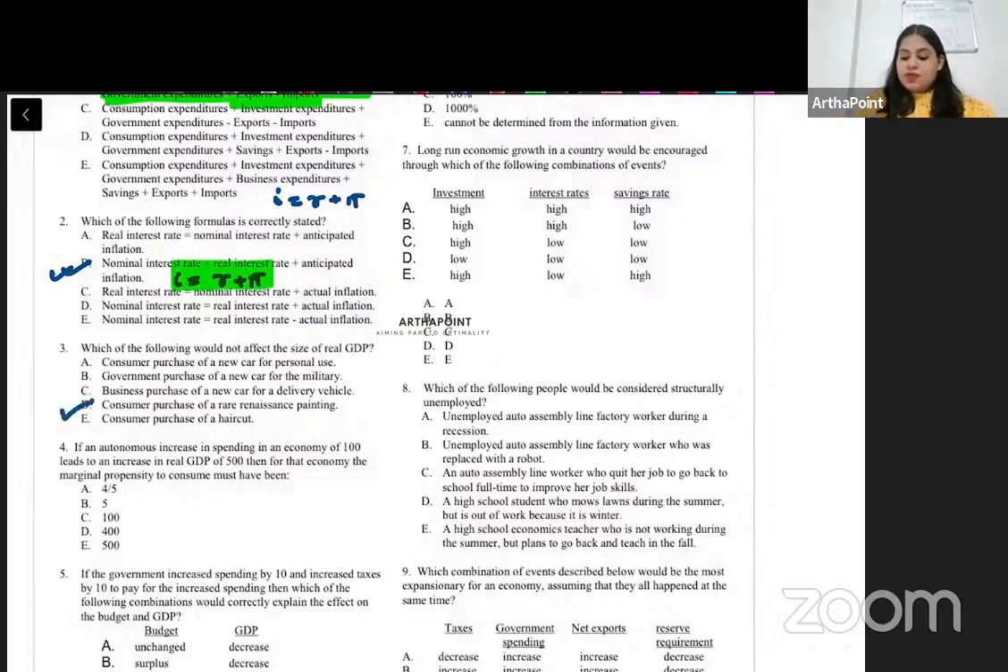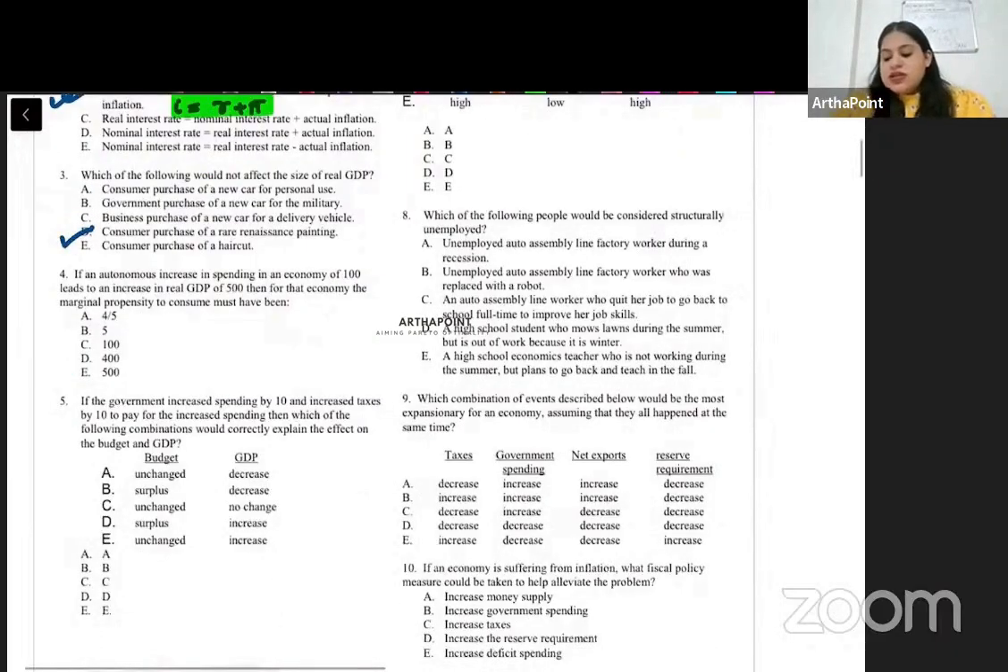Come to the next question. If an autonomous increase in spending in an economy of 100 leads to an increase in real GDP of 500, then for that economy, the marginal propensity to consume will be. So here we have to find the marginal propensity to consume, and it says that the increase in spending is 100 and it leads to a change in GDP by 500.